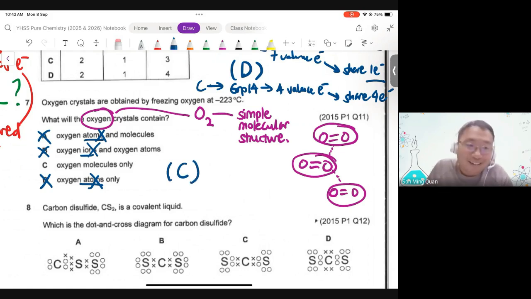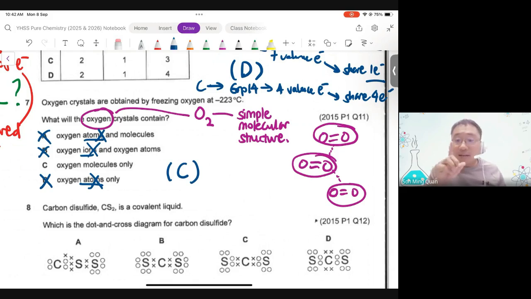Okay? When you say oxygen atoms, it means there's O present, and the oxygen atom is not bonded to anything. So those of you who chose A and D, I guess you thought that there were atoms. No, there are no atoms. The atoms have already covalently bonded with each other by sharing electrons to form molecules. So the answer is C. It's not A, not B, not D.